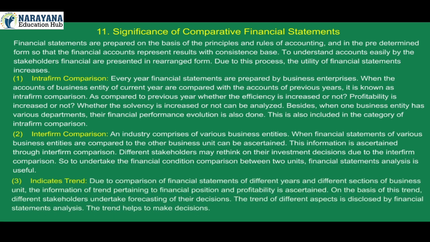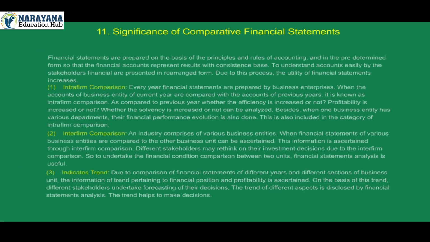3. Indicates trend. Due to comparison of financial statements of different years and different sections of a business unit, the information of trend pertaining to financial position and profitability is ascertained. On the basis of this trend, different stakeholders undertake forecasting of their decisions. The trend of different aspects is disclosed by financial statement analysis. The trend helps to make decisions.